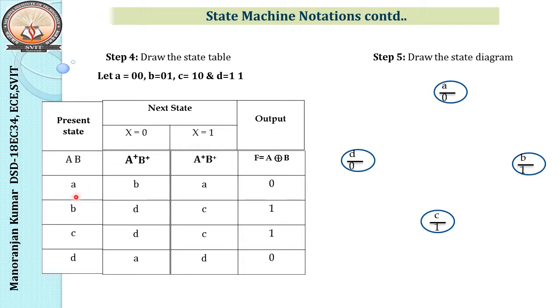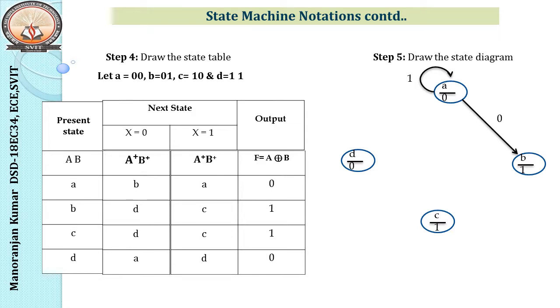When x is 0, you can see the present state is A. What will be the next state? Your next state will be B. So we will show this transition as A to B when input is 0. In the same manner, when input is 1, what is the transition we have? You can see when x is 1, we are going from A to A only. So we will remain in state A when input is 1. That can be represented by this transition when the input is 1.